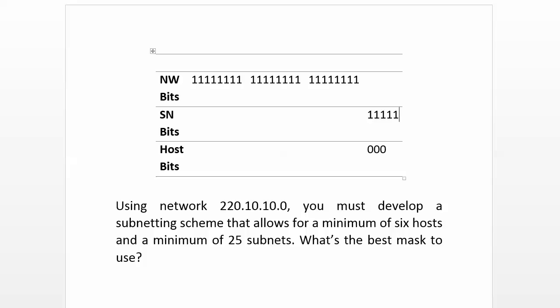If we only borrowed 4 subnet bits, 2, 4, 8, 16, that doesn't meet the minimum of 25 subnets. If we borrow another host bit and we only have 2 left, then we'd have how many valid host addresses? 2, right? 2, 4, that's it. It would be 2 to the 2nd power, which is 4, and you subtract 2, so then you've got 2 addresses left. So that would not work either.